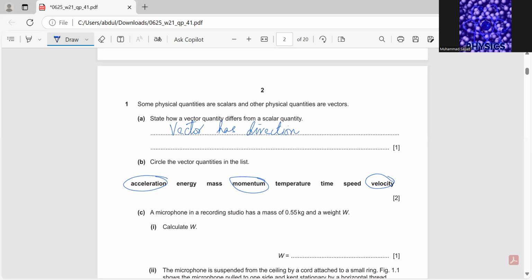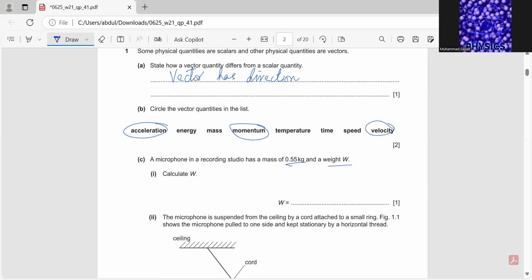A microphone in a recording studio has a mass of 0.55 kilogram and weight W. Calculate weight. W is equal to mg, so 0.55 times 9.8. It is 5.39, so we can round it up to be 5.4 Newton.